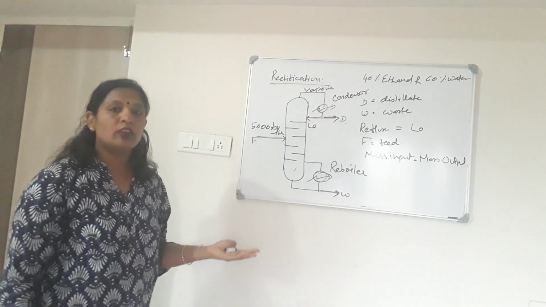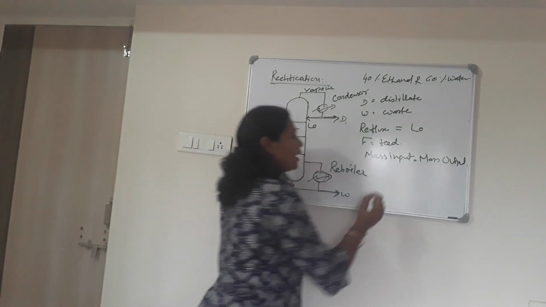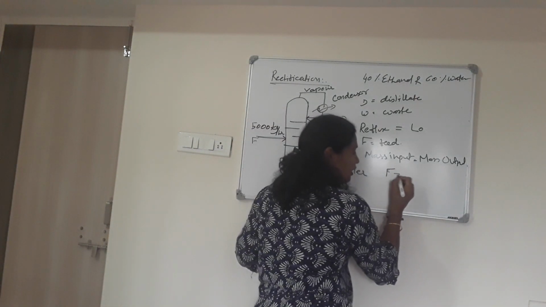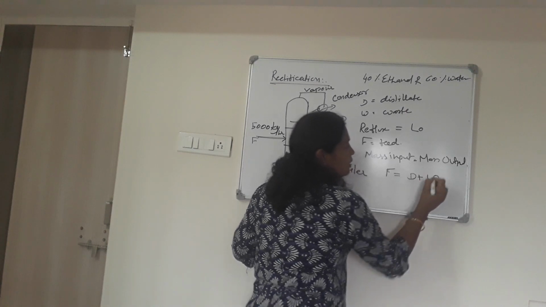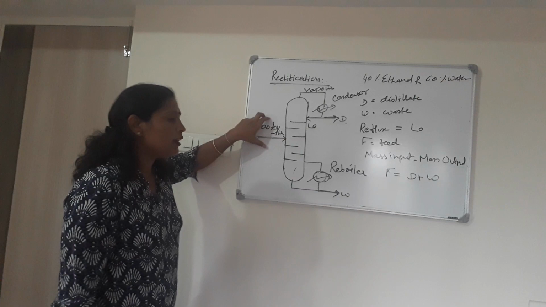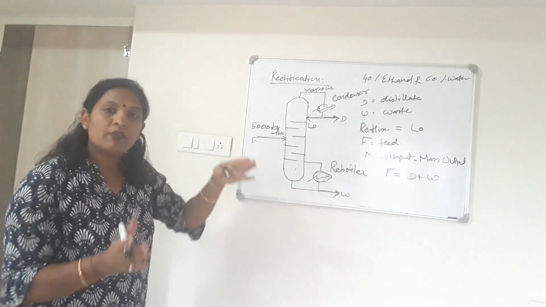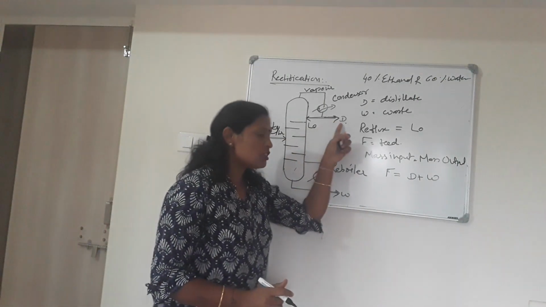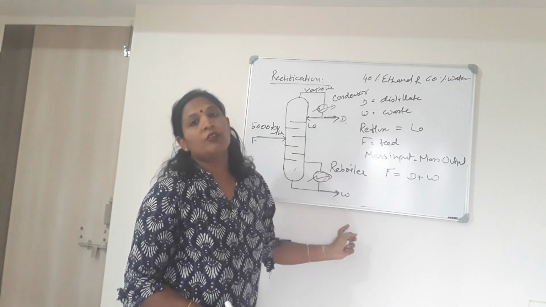So what can we write over here? Overall material balance: F, that is feed, is equal to D plus W. What it means is whatever we are adding as the feed will be divided into two parts: one is distillate and the second one is waste.